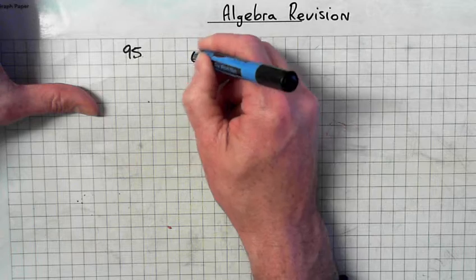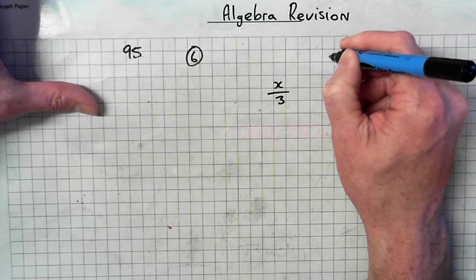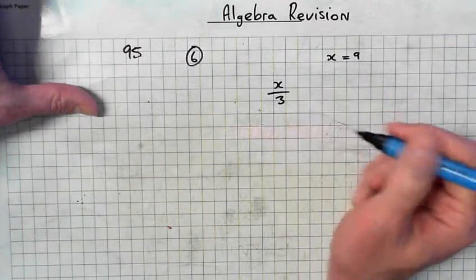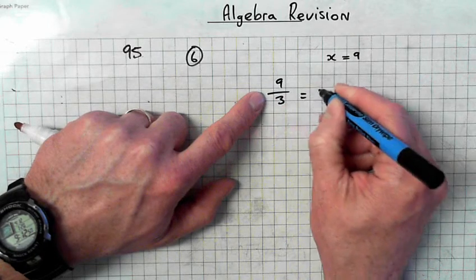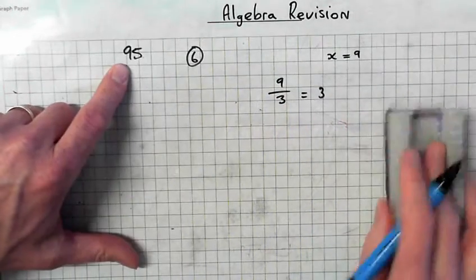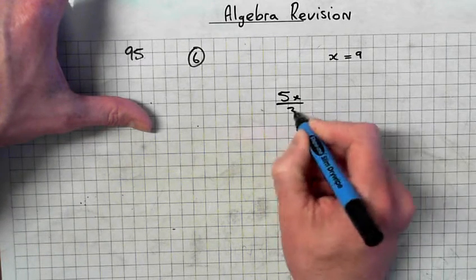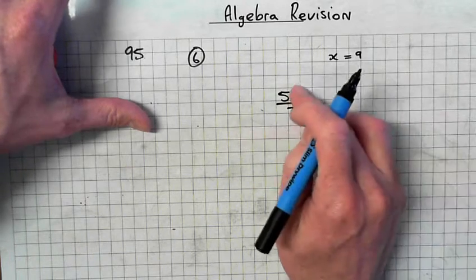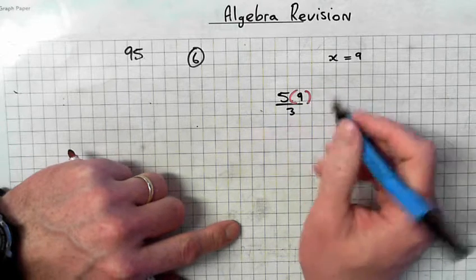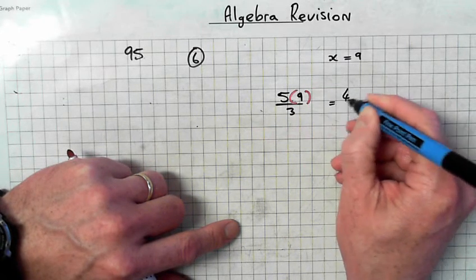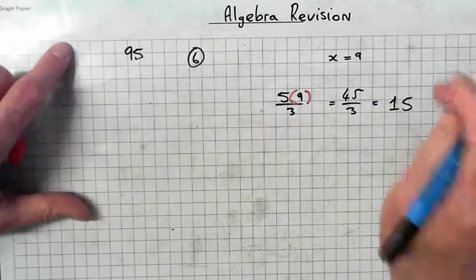Alright, now question 6. We say x is equal to 9. So this sum here. So x is equal to 9. So replace x with 9. So what's the answer? 3. They're easy enough. And then another one. So 5x over 3. So replace x with brackets and put in the 9. 5 9s are 45 over 3. 15.